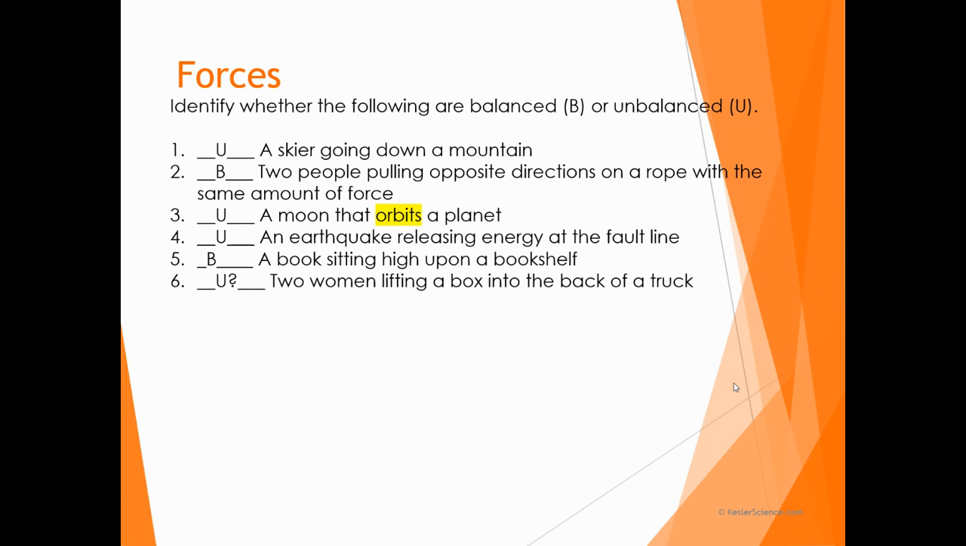Number 4, an earthquake releasing energy at the fault line. That would be unbalanced. Number 5, a book sitting high upon a bookshelf. Balanced. And number 6, two women lifting a box into the back of a truck. Now, it is unbalanced because chances are good they're not lifting it directly in a straight line and they're not lifting it at a constant speed. It doesn't tell you that. And since it doesn't tell you it's in a straight line or at a constant speed, you have no reason to assume that it is. So this one would definitely still be unbalanced.